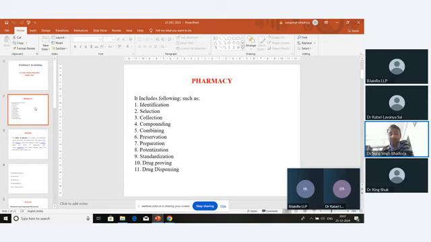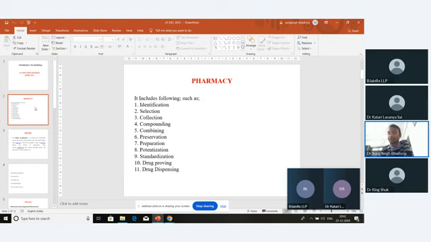Identifying the source depends on many parameters. Maybe the macroscopic, maybe the microscopic, maybe the morphological. So there are so many parameters through which we identify such sources through which we prepare the medicine. Next is the selection.